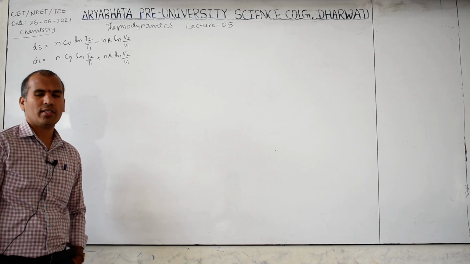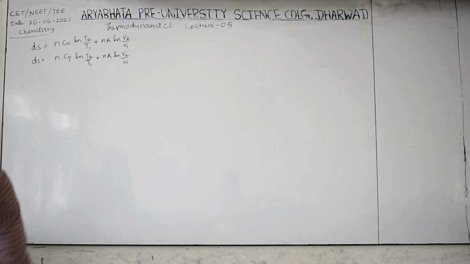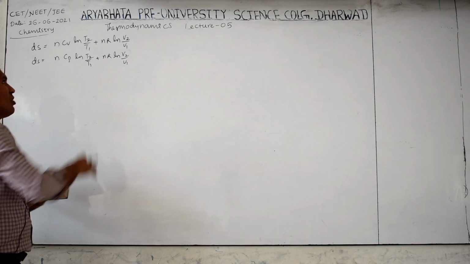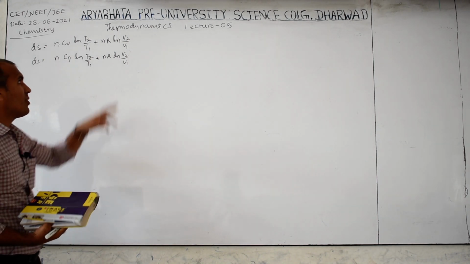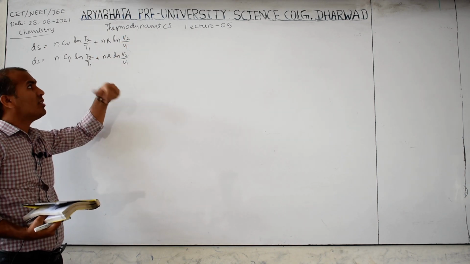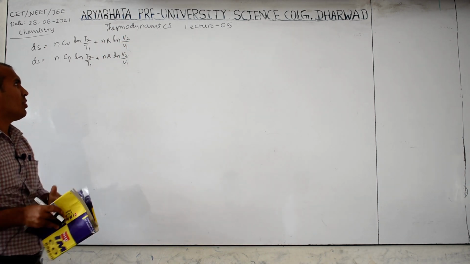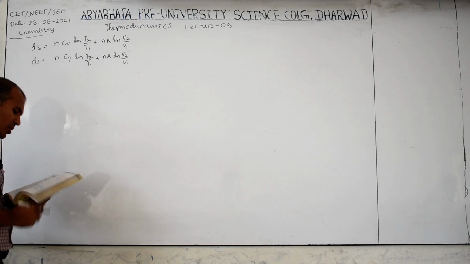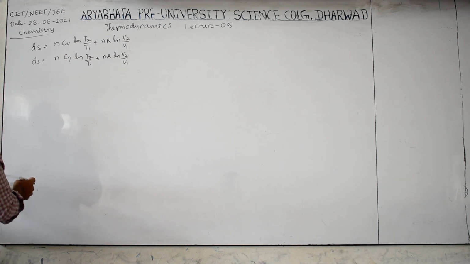In the previous class I discussed the entropy related problem. Now I will discuss the formulas already given in the previous class. That time I wrote P1 by P2. Instead of P1 by P2 we can write V2 by V1 also. Therefore I gave this formula also. Based on this, there is one question here.